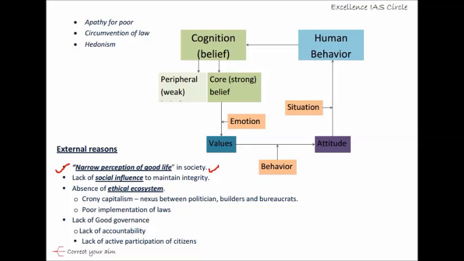Then you'll come down to external reasons. You'll say there is a narrow perception of good life in society. We don't seek happiness from our virtues or values. Rather, we seek happiness from amassing wealth. We don't see life in terms of.